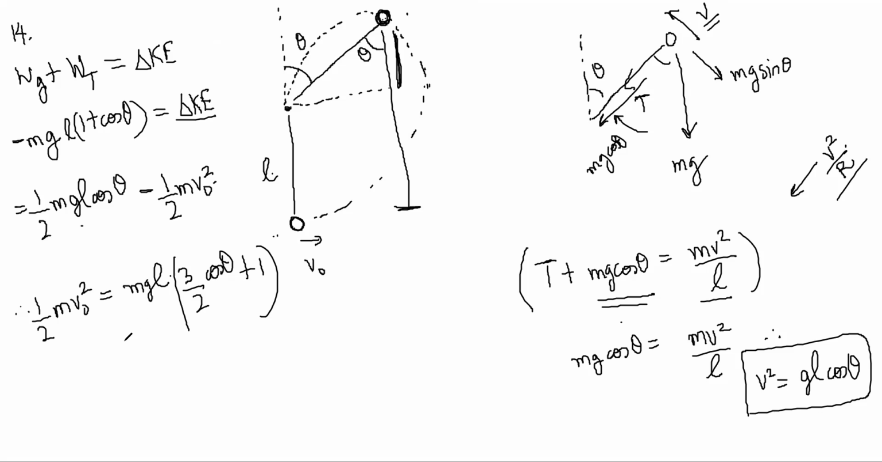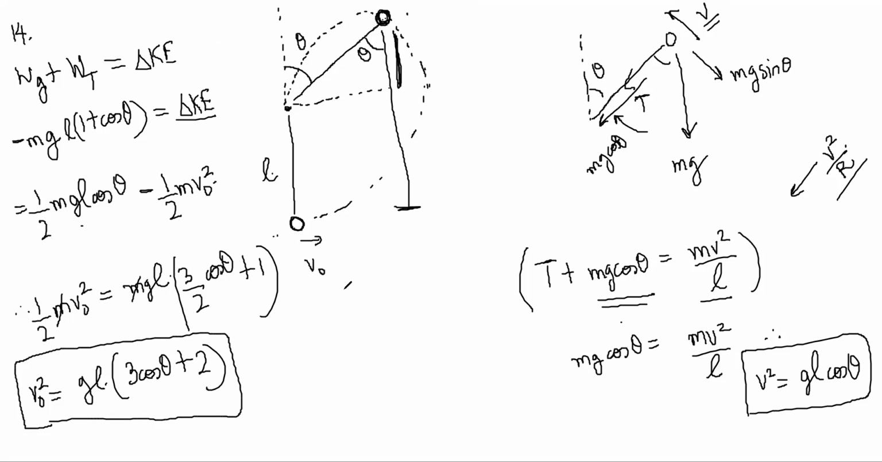Now, let's think. What you need is your velocity now. So you can cancel the m. You can say v naught square is equal to 2gL into 3 cos theta plus 2. So you know your initial velocity for which this has happened.